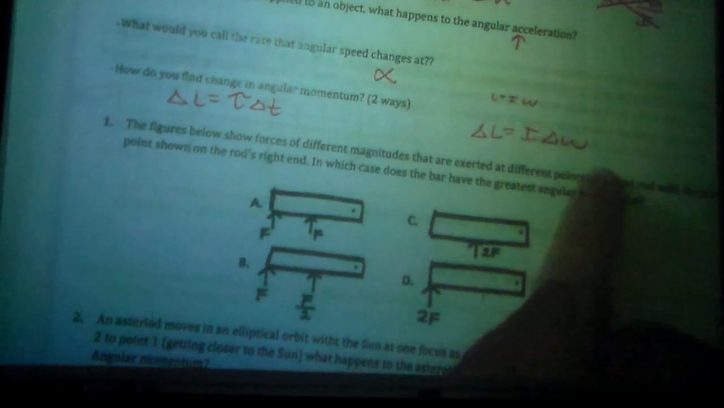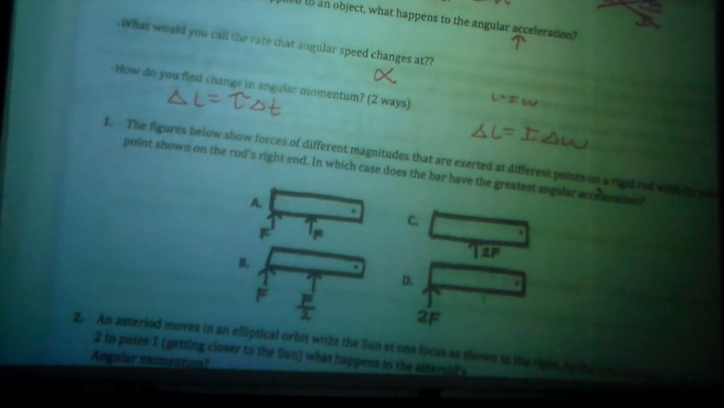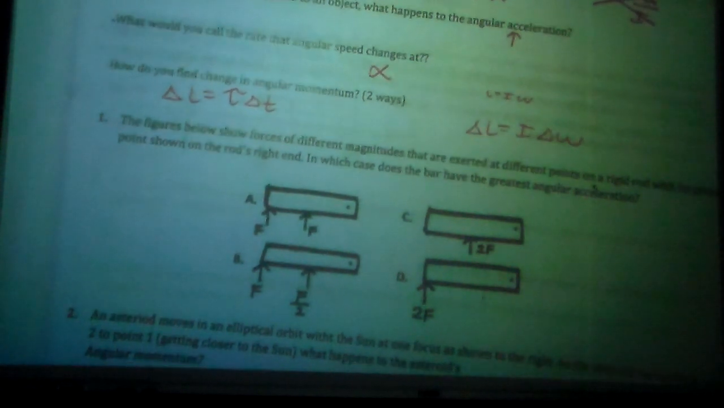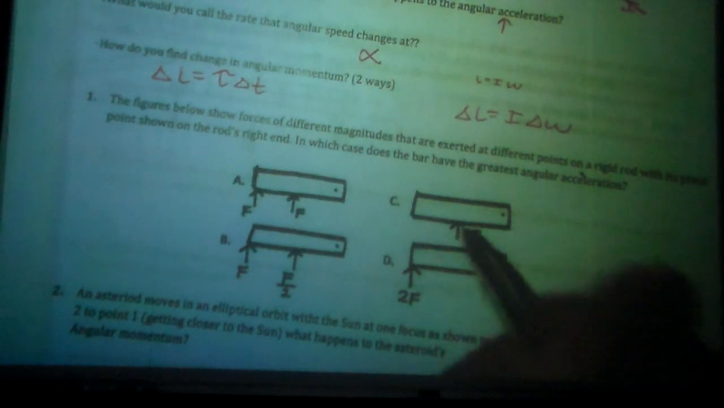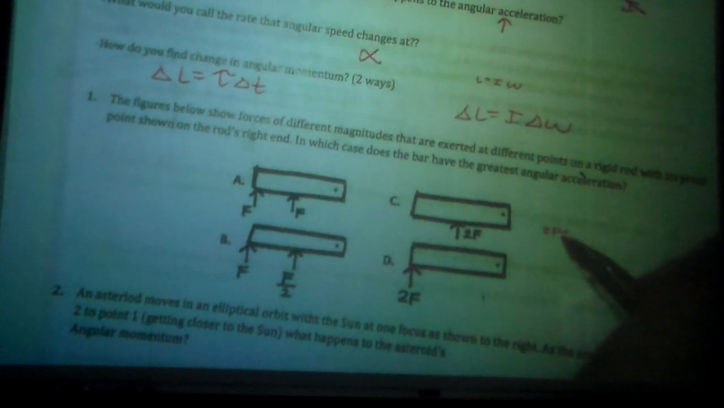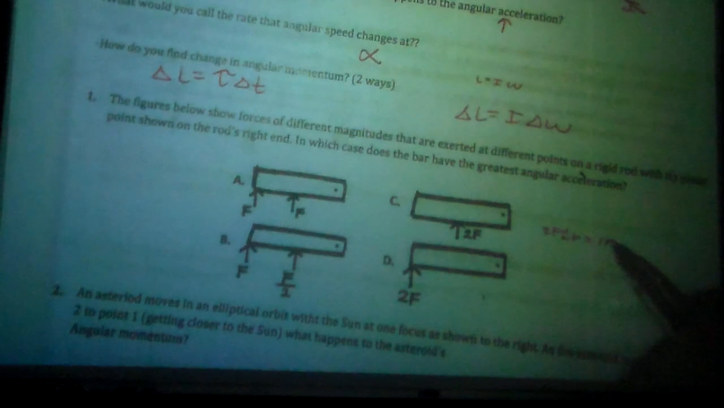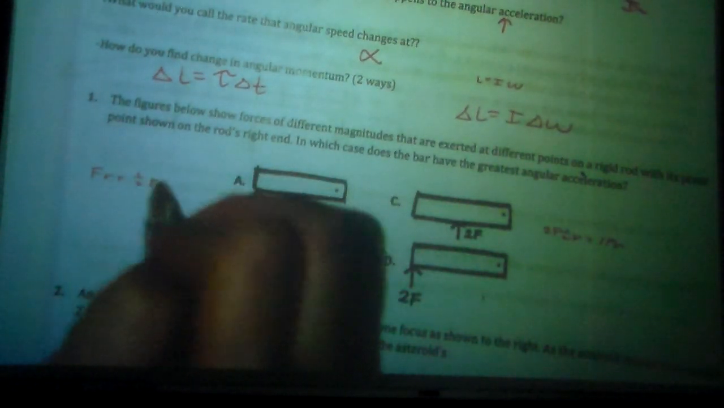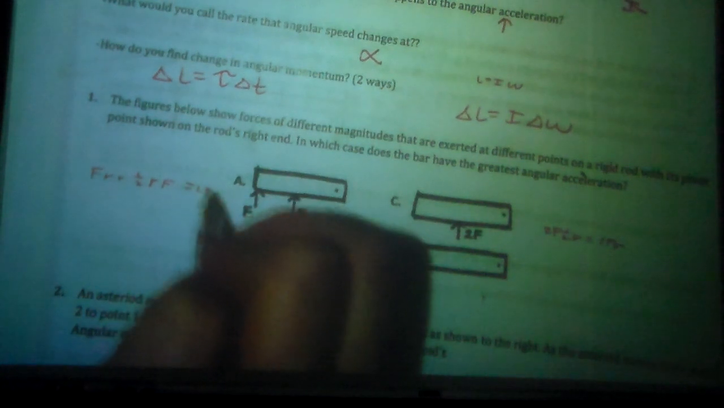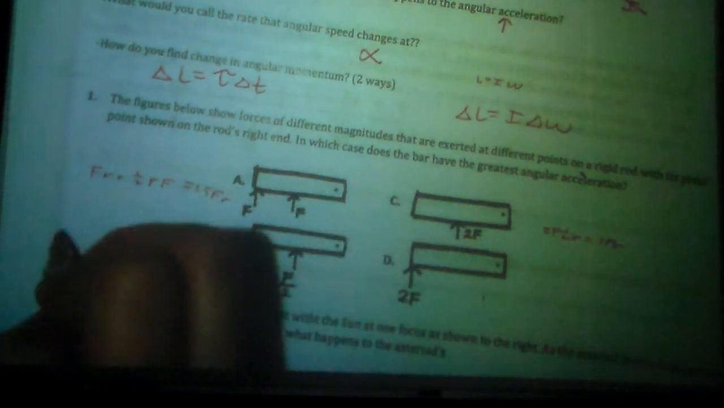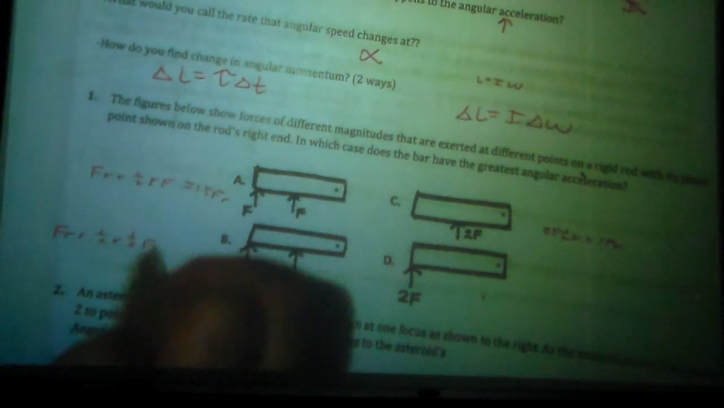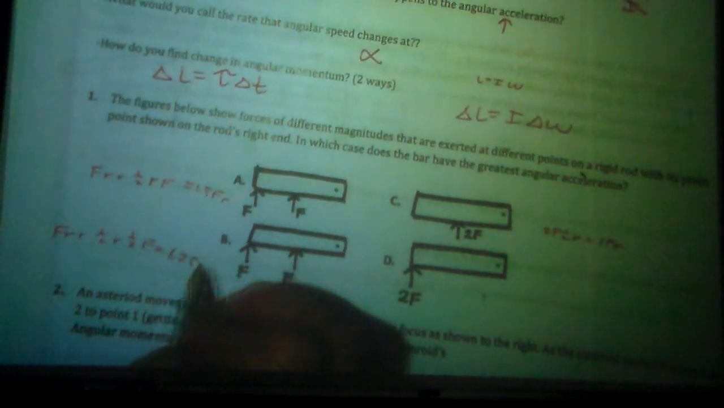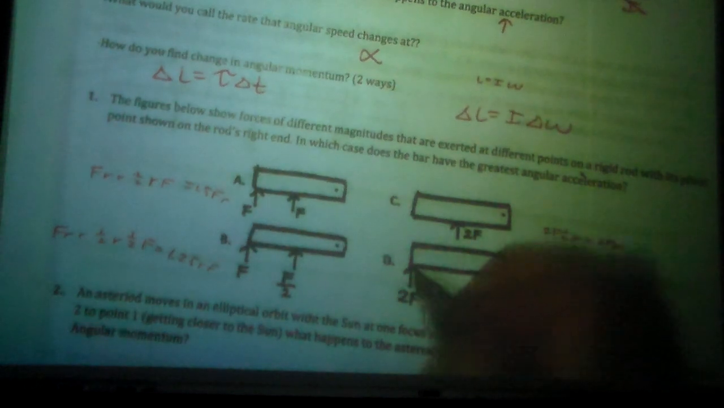Which one has the greatest angular acceleration? So the one that has the greatest torque. Here, this would be 2F and half R, which is like 1 FR. This would be FR plus half R times F, which is like 1.5 FR. This is FR plus half R half F, which is like 1.25 RF. And then this one is just 2F.